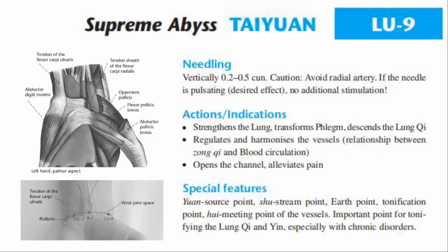Needling vertically 0.2 to 0.5 cun. Caution is to avoid the radial artery. If the needle is pulsating, it is a side effect, so give no additional stimulation.